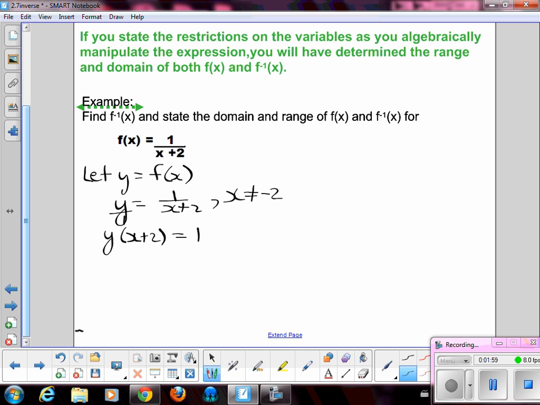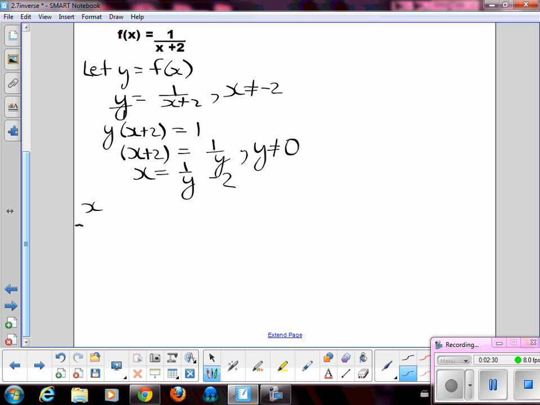Now I'm not going to expand it at this point, because what I want to do then is divide both sides by y, so I end up with x plus 2, which was in brackets, equals 1 over y, and now I've created another restriction: y cannot equal 0. The brackets here with the x are not doing anything, so I can subtract 2 from both sides. And now I can do my x inverse of y, and I end up with y equals 1 over x minus 2. I also have that, in this case, x cannot equal 0.